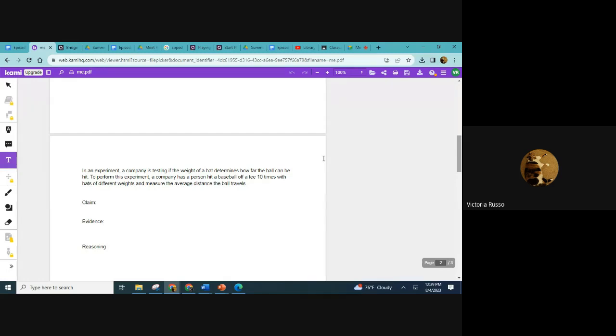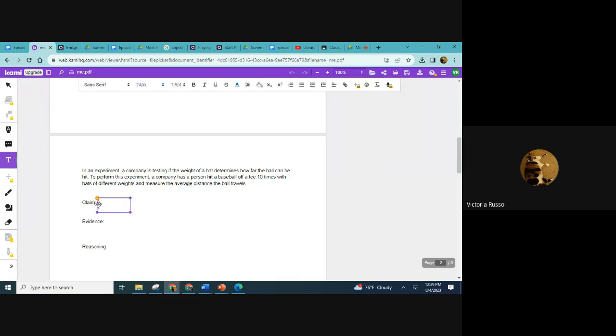So if we were doing our previous, in episode 2, we identified independent and dependent variables. Our independent variable would be the weight of the bat, and our dependent variable would be the distance that the ball travels. And really the question that we're trying to answer is, how does the weight of a bat affect how far a ball can be hit? So our claim would answer that question.